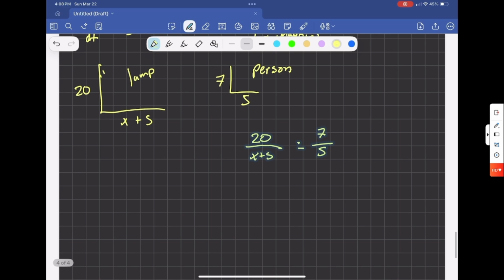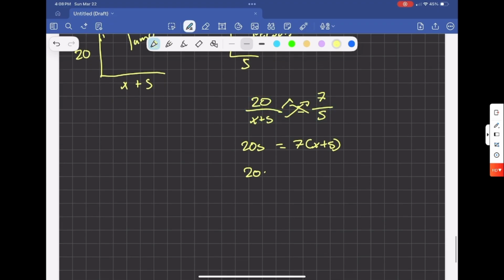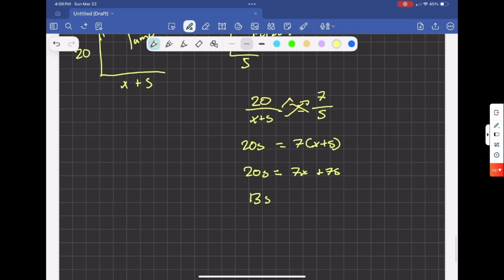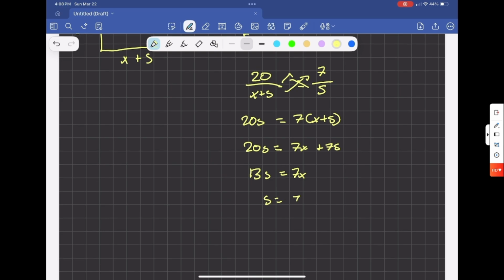So now we're going to solve for s. By solving for s, we're going to cross multiply. So we get 20s equals 7 times (x plus s). We'll distribute our 7. So we get 20s equals 7x plus 7s. Then subtract 7s on both sides, so we can get the s by itself. It simplifies to 13s equals 7x. Now s equals 7 over 13 x.